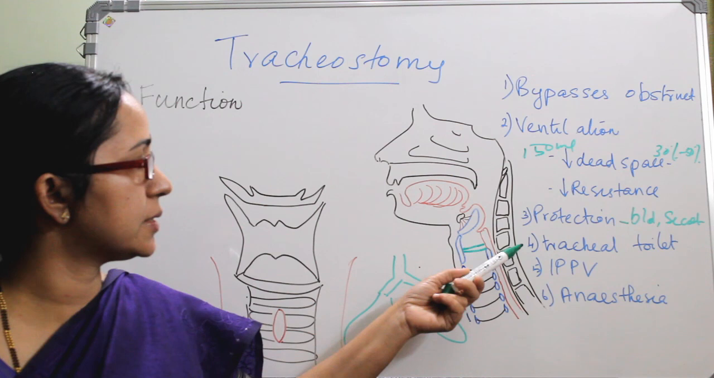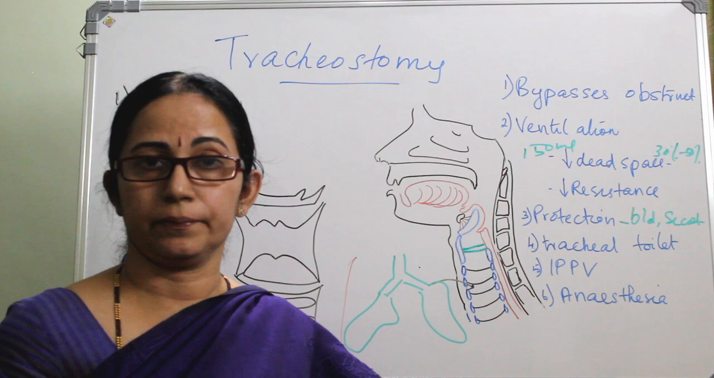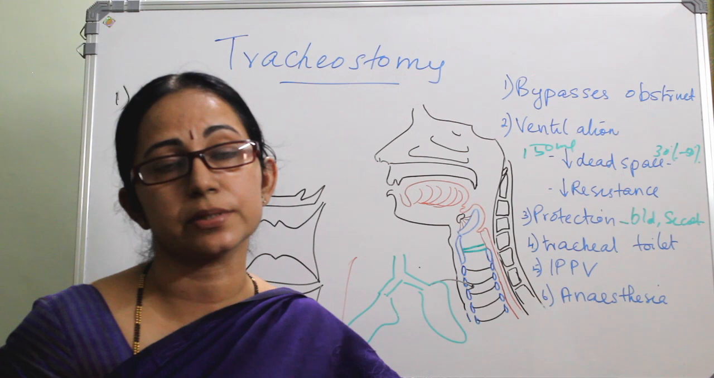Then intermittent positive pressure ventilation. If we want to give intermittent positive pressure ventilation for more than 72 hours, it is always better to go for a tracheostomy rather than an endotracheal intubation.